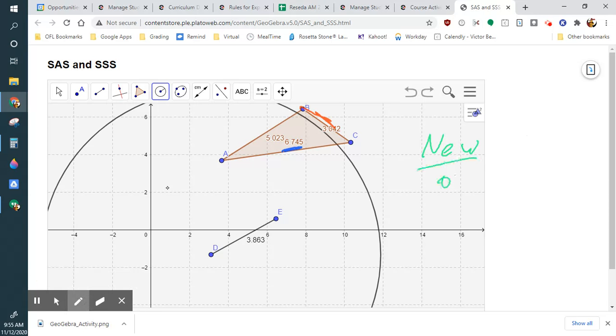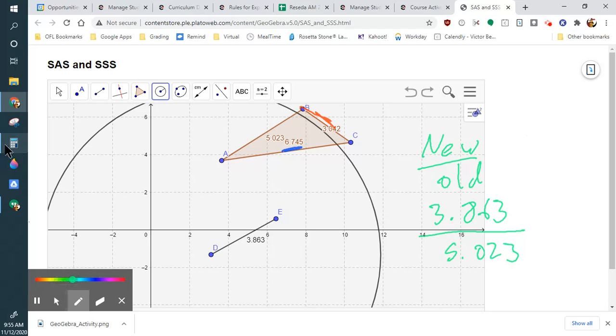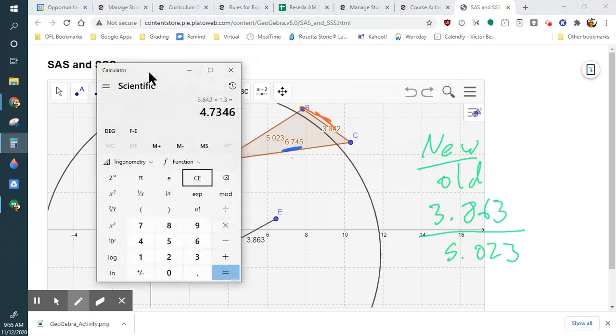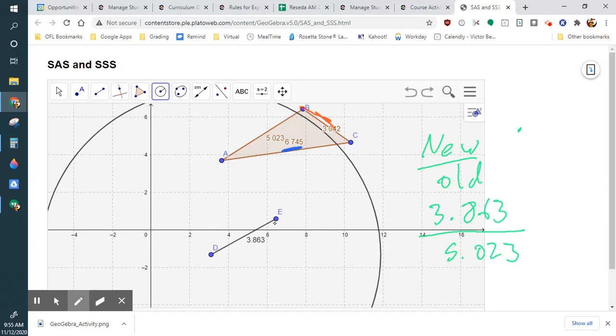New over old. The new one is 3.863. So unfortunately, it's not going to be as nice as I thought it was. 5.023. If we do that, we're going to get a fraction, unfortunately. So I made the mistake most people make with this. They assume that the big number goes on top. Not true. So this is going to be 0.769. 0.769 is our ratio. Let me see if I can fix this real quick.